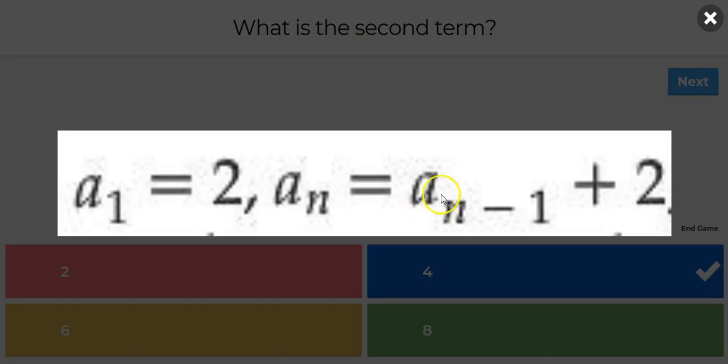So again, whenever you see this, this means take the previous number and add 2. Or multiply by 3, or whatever we're doing to that previous number.